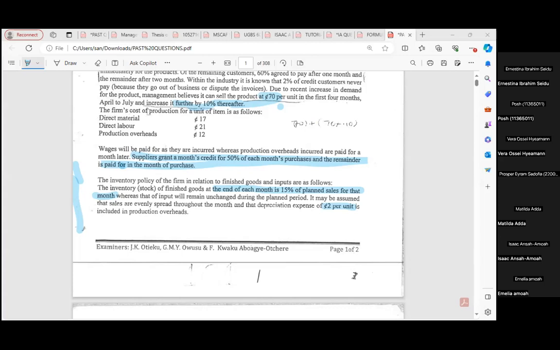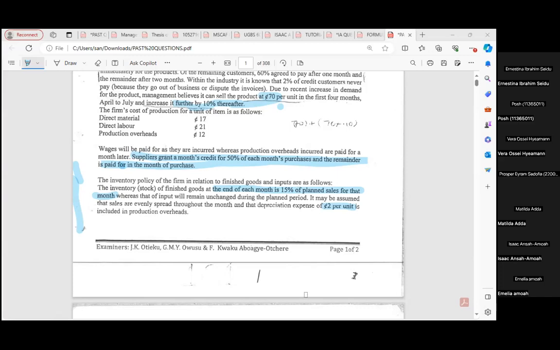they said here that the firm's cost of production for a unit of item is as follows. Direct material cost is 17 cedis. So this 17 cedis is per unit. So we multiply 17 cedis by the required production unit, because we want to know how much it costs us to produce each item, direct material. Each item.